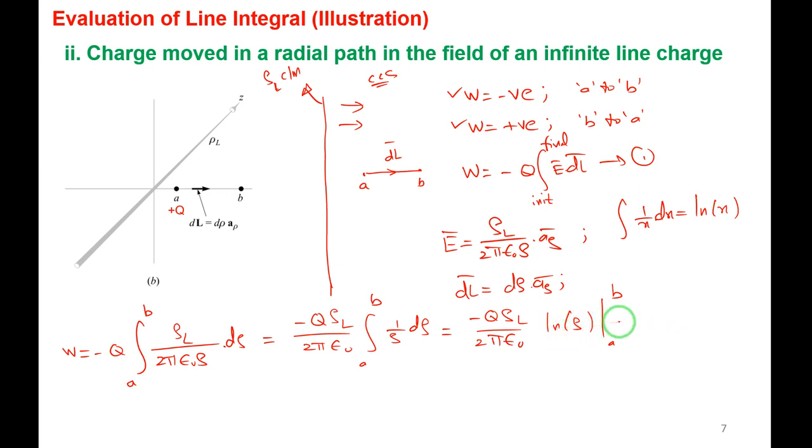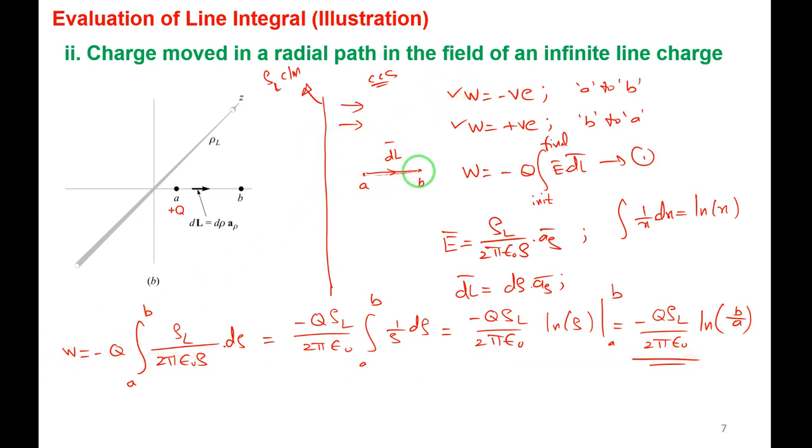Right, ln b minus ln a can be written as ln of b by a. So I will write it as minus q rho L by 2 pi epsilon naught ln of b by a. Upper limit is ln b minus lower limit, ln b minus ln a, which can be written as ln of b by a. Hence, you can observe here the work done.